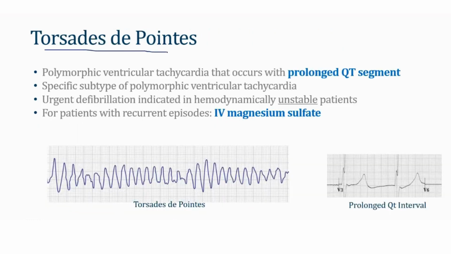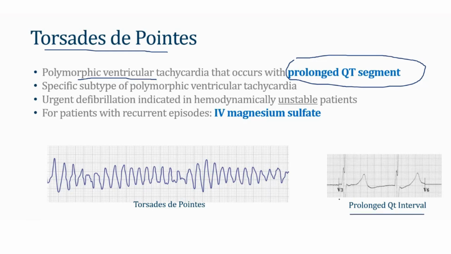Torsade de Pointes is a special subtype of polymorphic ventricular tachycardia that occurs in patients who have a prolonged QT segment on their surface ECG. If you look at the bottom right side of the screen here, this is an example of a very prolonged QT interval. The QT interval begins at the onset of the QRS complex and ends at the end of the T wave. A normal QT interval is about 400 to 500 milliseconds. This patient's QT interval is over 600 milliseconds. It's over 3 big boxes wide, and that is severely prolonged.